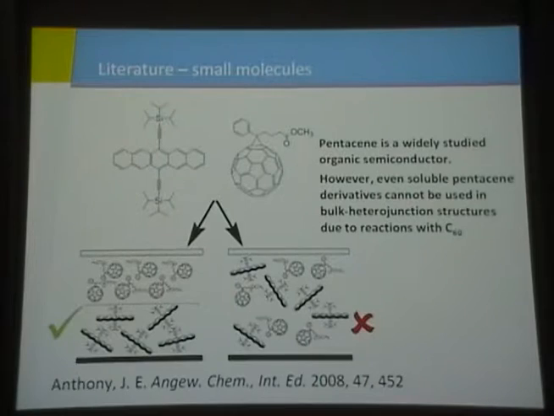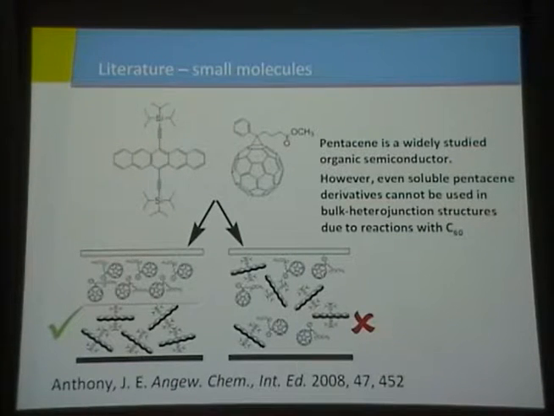If you remember one of the pioneering works of John Anthony on soluble TIPS pentacene, this molecule has done very well in transistors with very high mobility. Unfortunately, this very well-known material doesn't deliver well in solar cells because it tends to interact heavily with the fullerenes, which are a very well-known acceptor. They form chemical reactions, so it's not well suited for bulk heterojunction solar cells. It has had some luck in bilayer-based devices.